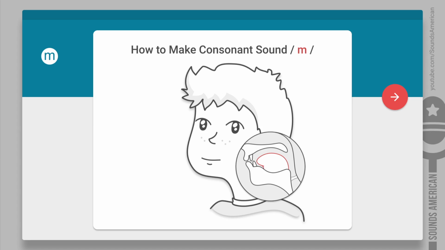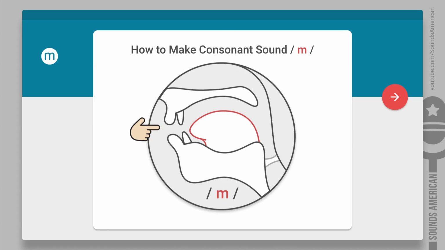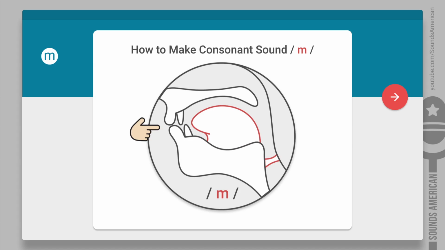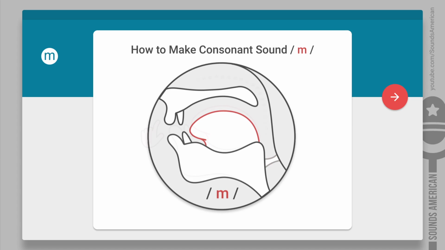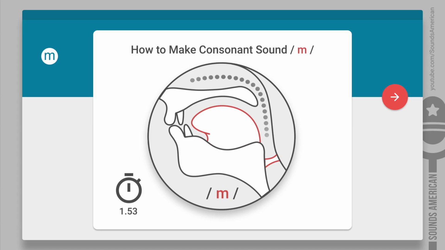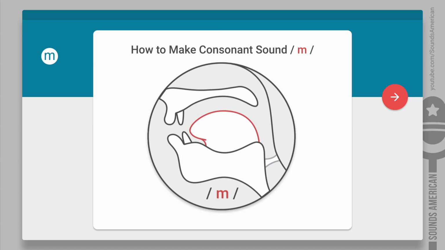To make the sound correctly, focus on passing the air through your nose. Let's take a closer look at how to do that. First, press your lips together. Next, keep your lips closed to stop the air from escaping from your mouth and direct it into your nose. If you make this sound correctly, you should be able to stretch out this sound, like this. Now, let's try saying it.